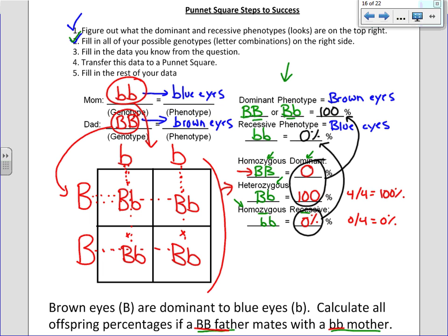Now you have calculated all the offspring percentages. Now, what this tells you is something pretty interesting. The first thing it tells you is that 100% of the kids are going to have brown eyes, and 0% of the kids are going to have blue eyes. It also tells you that none of the kids are going to be homozygous dominant, and none of the kids are going to be homozygous recessive. All of the kids will be heterozygous. Look at that.